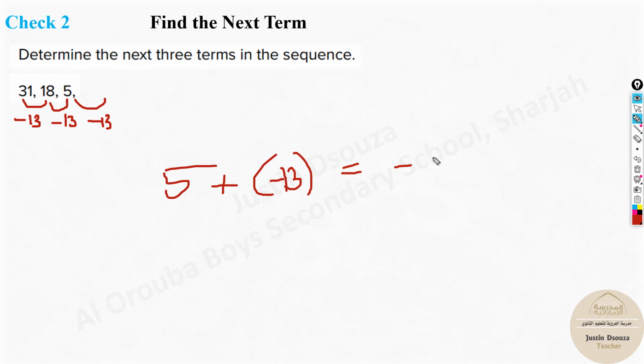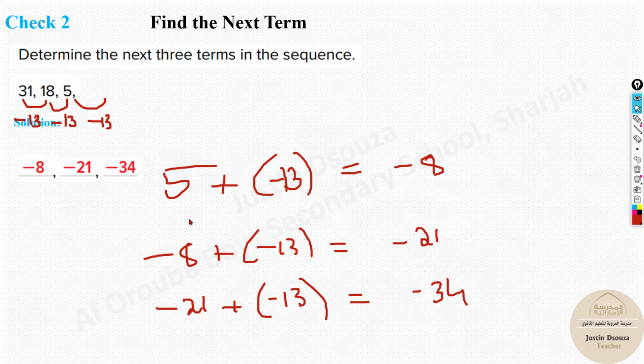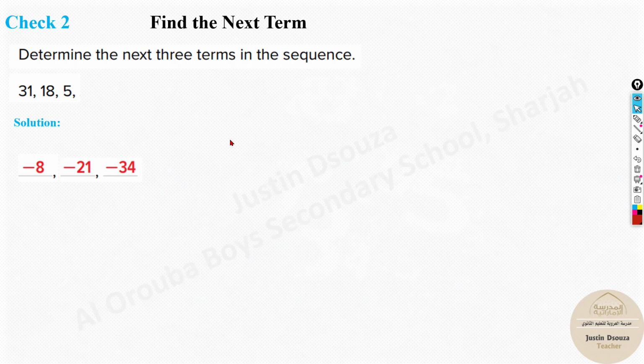Then over here, we will get -8. Now, whatever the answer you get, you need to add with the common difference. So it will become -21. And lastly, -21 plus -13 will be -34. So these are the terms. These are the three terms. You can see -8, add -13, and add -13. So it's -8, -21, and -34. So that's very simple and straightforward.